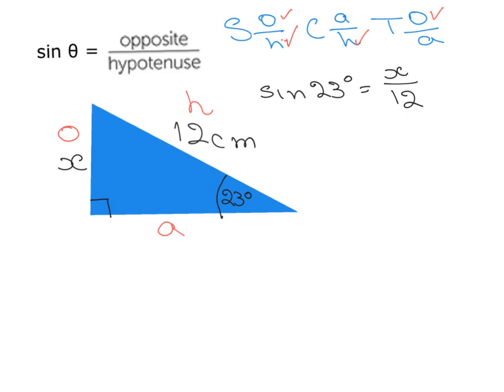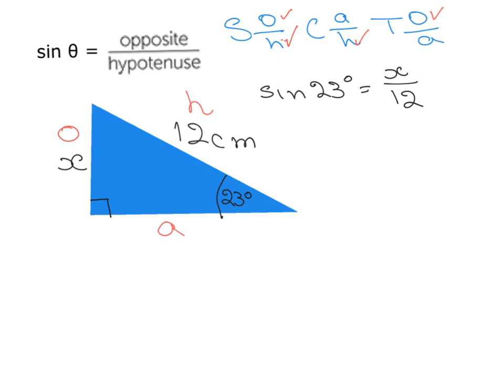Okay, so what we've got here is a right angle triangle. And what I know so far is that I'm using sine because I want to find out my opposite side, but I know my hypotenuse. I know my angle is 23 degrees. So according to this, the sine of my angle is equal to my opposite side divided by my hypotenuse. So that's what I'm going to write down. The sine of 23 degrees is equal to the opposite side, which is x, divided by the hypotenuse, which is 12.